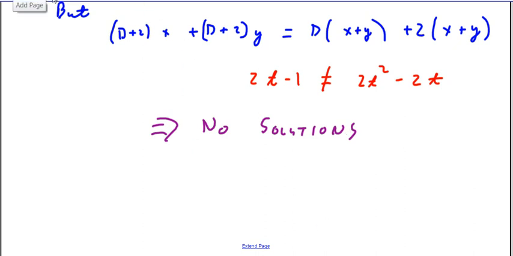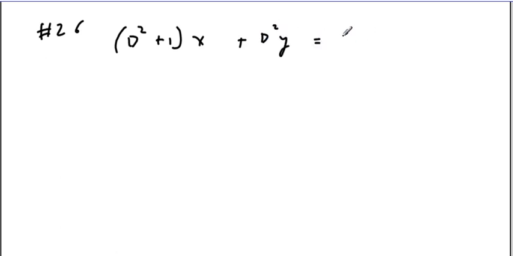Okay, if it had a solution, we're supposed to figure out how many constants it has also. So that's the other thing we have to do. Okay, number 26, I have D squared plus 1 x plus D squared y is equal to 2e to the minus t. And I've got D squared minus 1 x plus D squared y is equal to 0.